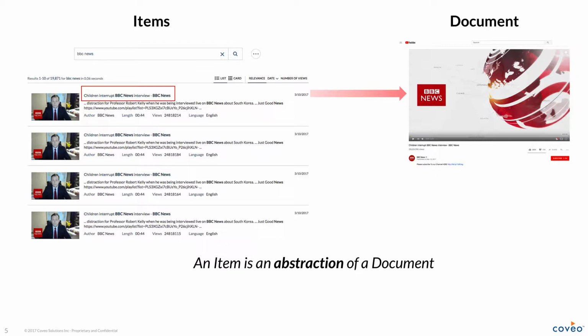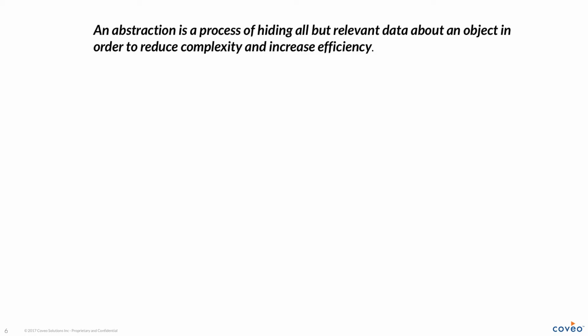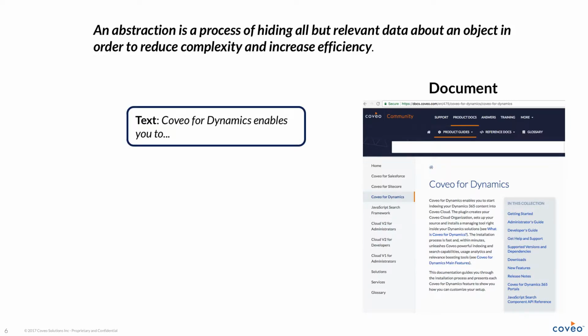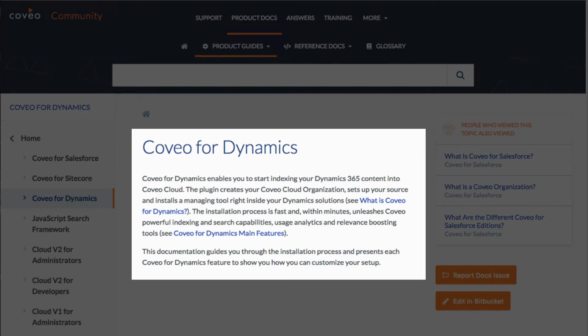But what do we mean by abstraction? Put simply, an abstraction is a process of hiding all but relevant data about an object in order to reduce complexity and increase efficiency. For example, let's say we have this document, a web page that is part of the Coveo product documentation. How could we express it in a simpler form? Well, first we have the actual text contained inside the document, the one that starts with "Coveo for Dynamics enables you to." In a sense, we can say that this is the actual content of the document.